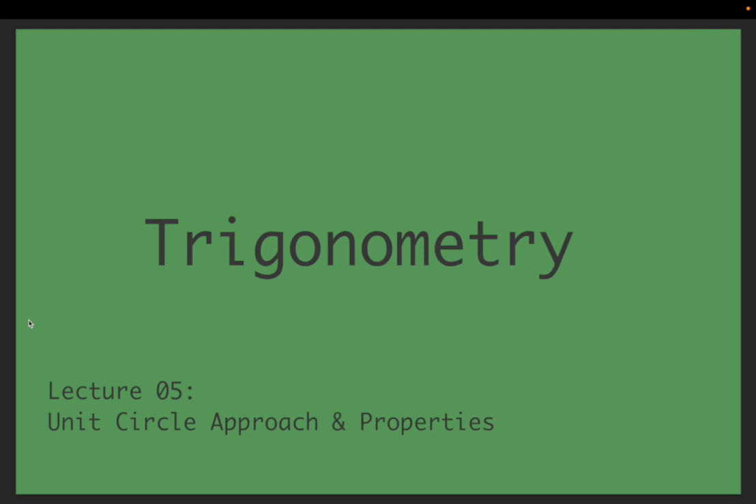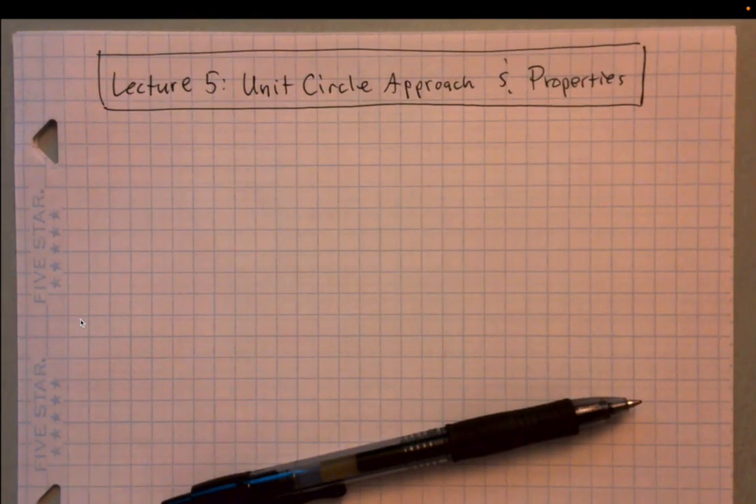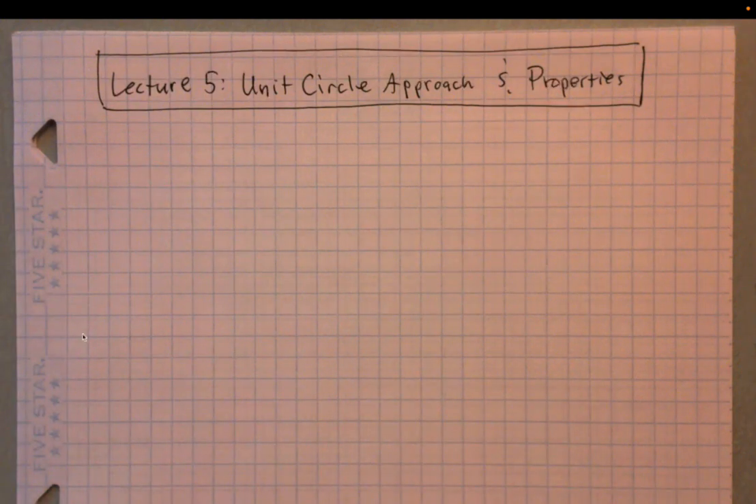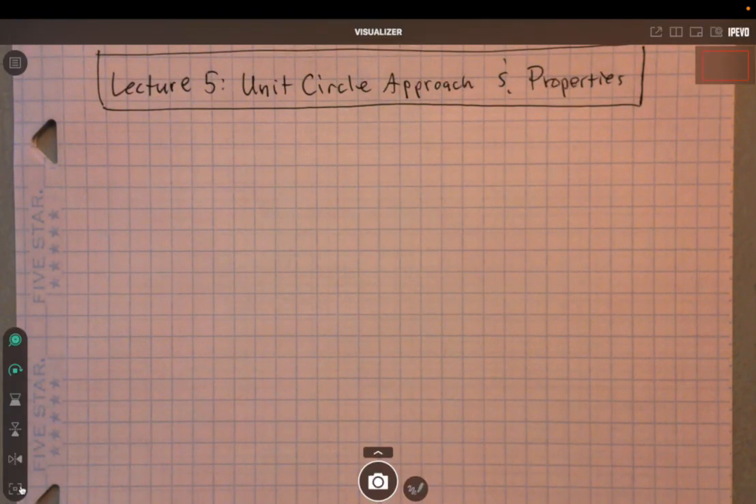This will be lecture 5 of the course, and in this section we're going to look at yet another way to think about the trig functions, and that's what we mean by the unit circle approach. And we'll also look at a bunch of properties of the trigonometric functions. All right, so let's go ahead and jump into it. So this will be lecture 5, unit circle approach and properties.